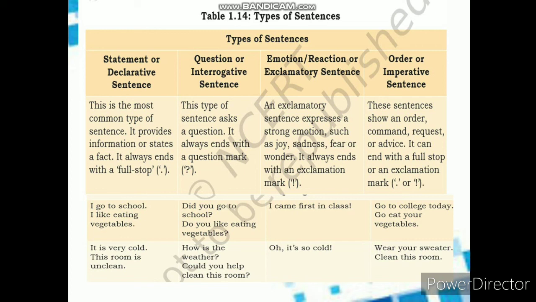Fourth is order or imperative sentence. These sentences show an order, command, request or advice. It can end with a full stop or an exclamation mark. For example, go to college today. Go eat your vegetables. Wear your sweater. Clean this room.